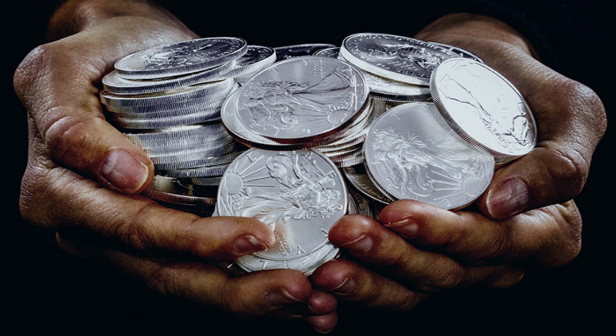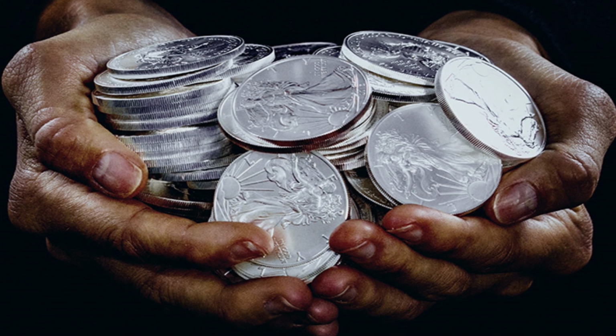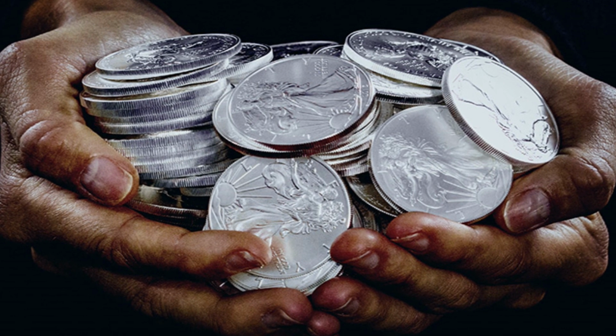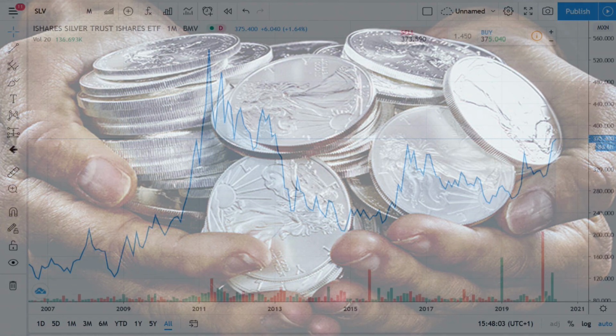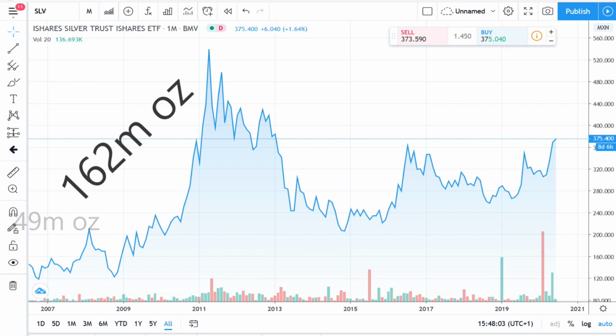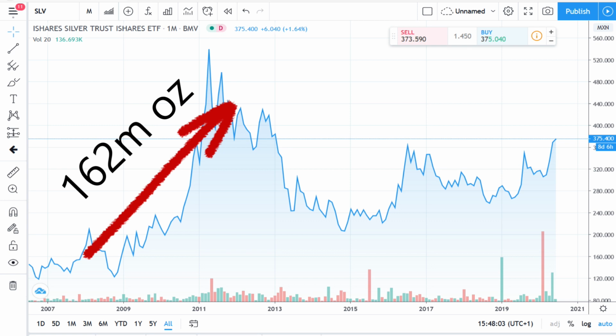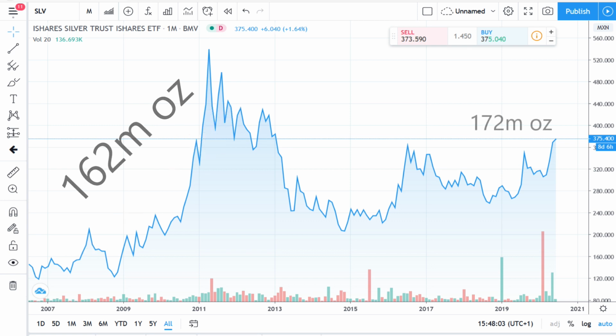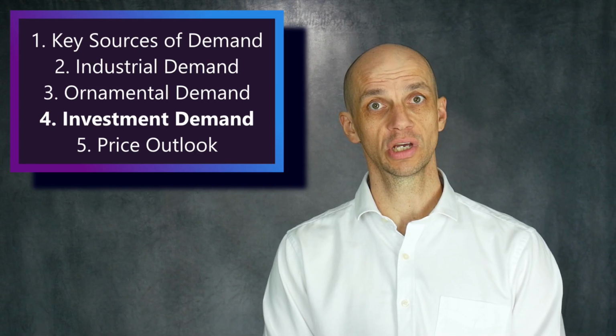But if there is one bright shining light with regard to demand for silver, it is through investment and financial demand. While this was negative through the 1990s, the introduction of the SLV ETF in 2006, together with subprime mortgage concerns, gave rise to a sudden increase in investor demand to 49 million ounces in 2007. There followed an explosion in investment demand, averaging 162 million ounces each year from 2008 to 2012. By the end of 2019, that number stood at around 172 million ounces, around 17% of total demand.